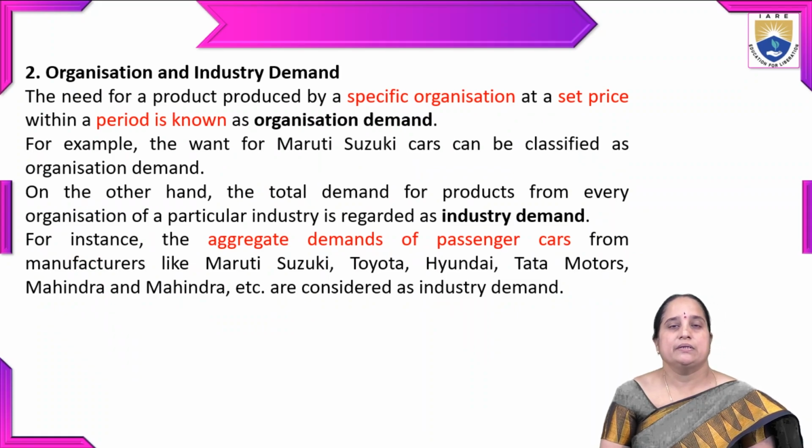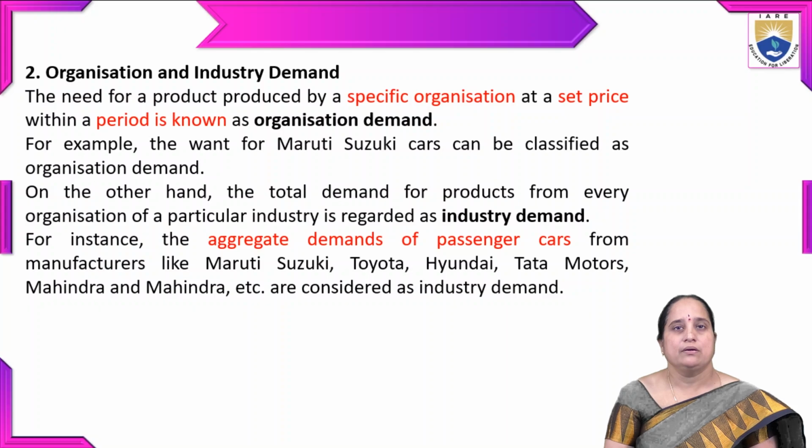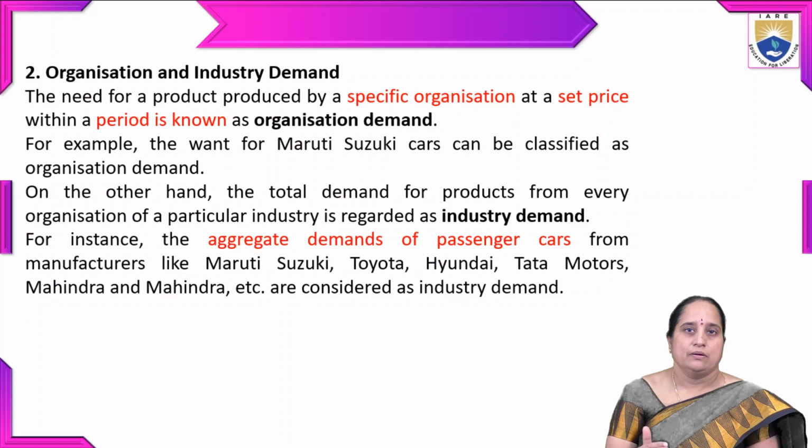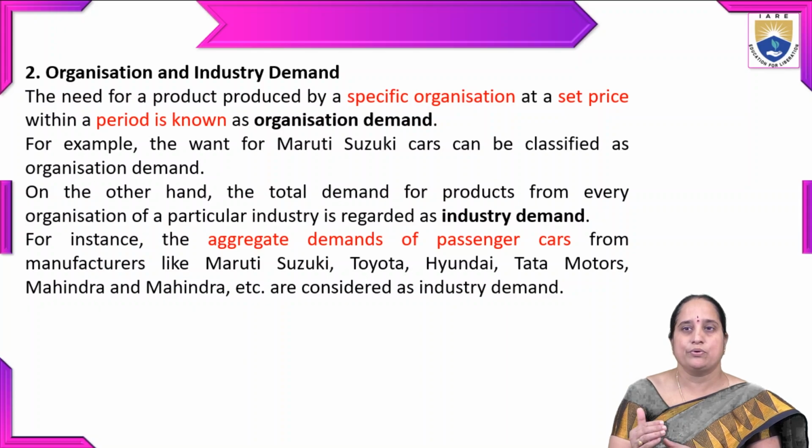Then the second type of demand is known as organization demand and industry demand. The need for a product produced by a specific organization at a set price and a specified time period is known as organization demand. For example, take Maruti Suzuki. We can classify it as organizational demand because we are talking about a particular organization, how many cars they are able to provide to their customers at what price in a specific location.